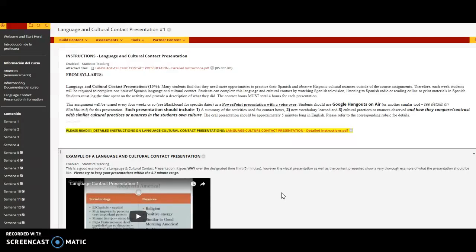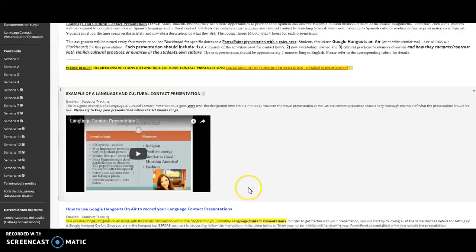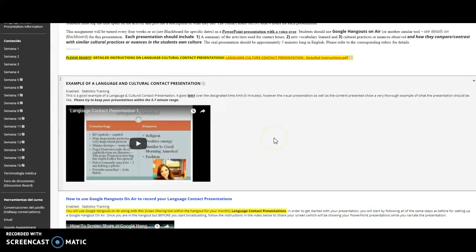Okay? I do have an example of one which was pretty good, however, a little long. So this one goes way over the time limit. Okay? However, the visual presentation as well as the content show a very thorough example. And so you would want to be a little bit more precise as to what it is you want to say, and limit it to 5 minutes.